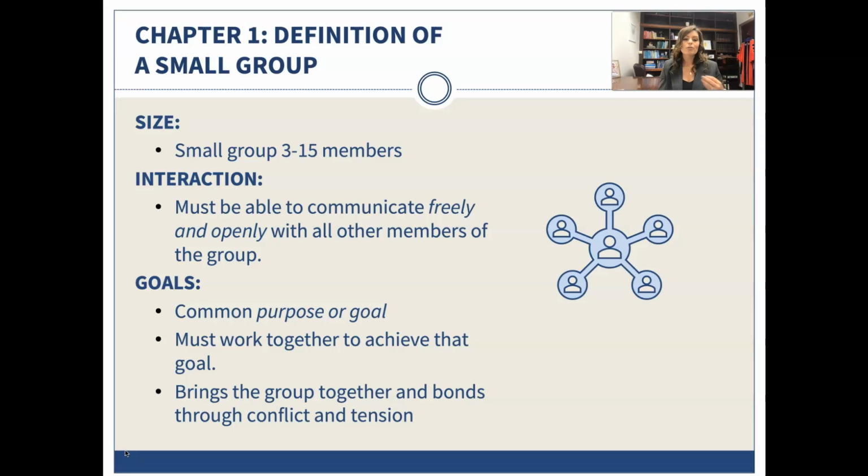Also, a small group has a common purpose or a goal. They are working together to achieve that goal. And this concept, this idea of that struggle to work together to make things happen is what brings the group together.